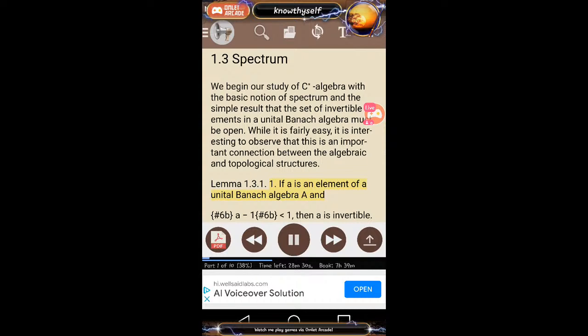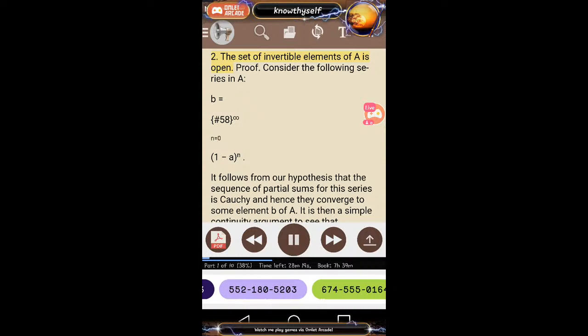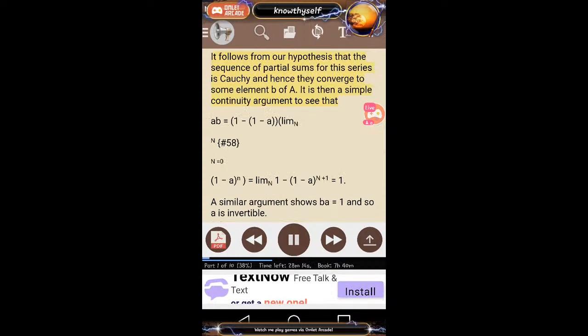1. If a is an element of a unital Banach algebra A and ||a - 1|| < 1, then a is invertible. 2. The set of invertible elements of A is open. Proof. Consider the following series in A: b equals the sum from n = 0 to infinity of (1 - a)^n. It follows from our hypothesis that the sequence of partial sums for this series is Cauchy and hence they converge to some element b of A.